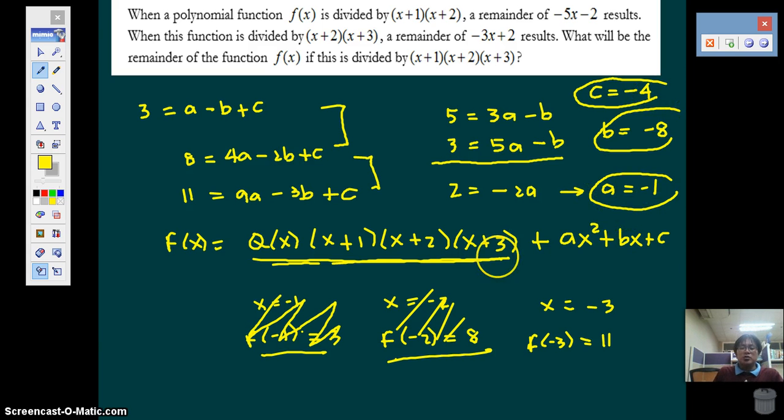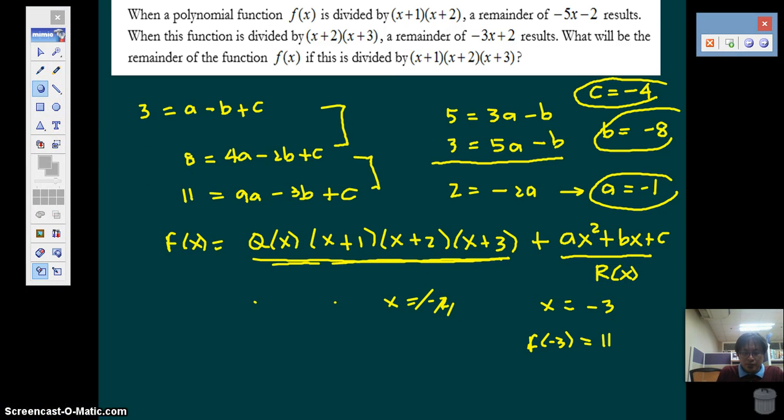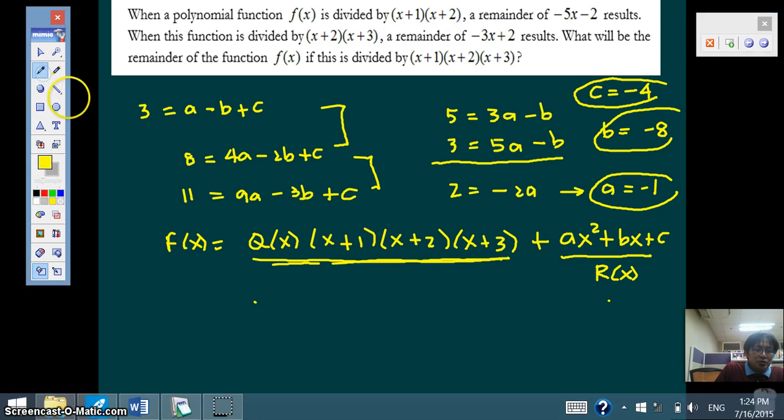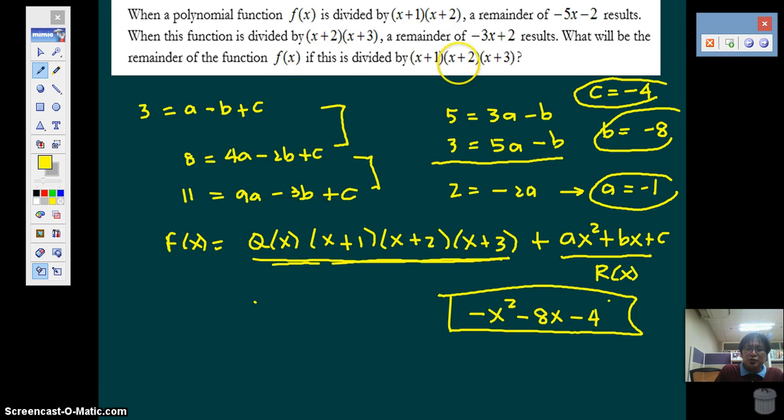So therefore this one, your remainder, ax squared plus bx plus c, is actually a is negative x squared, b is negative 8x, and then c is minus 4. So this is the remainder when you divide the polynomial by these 3.